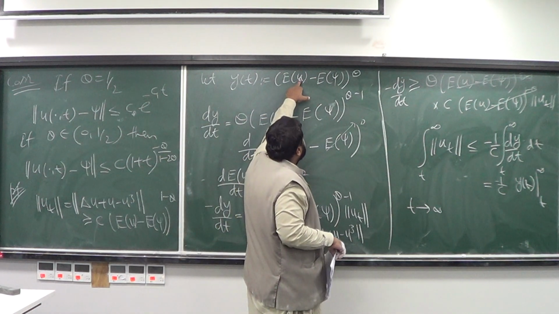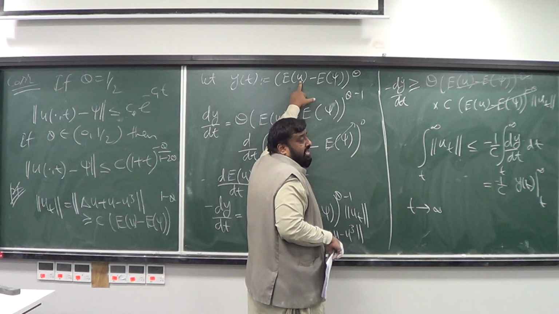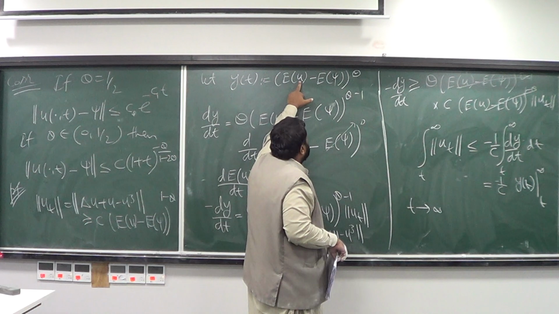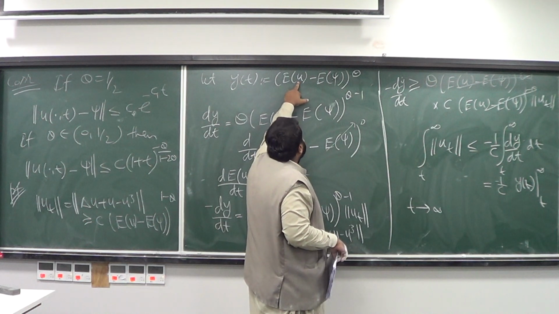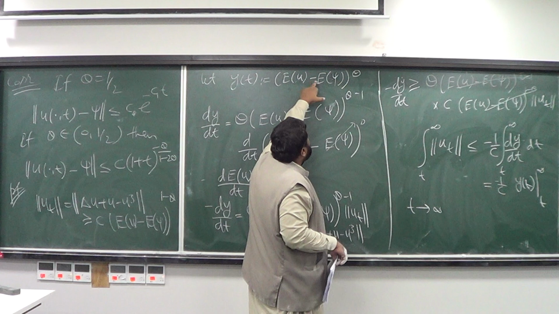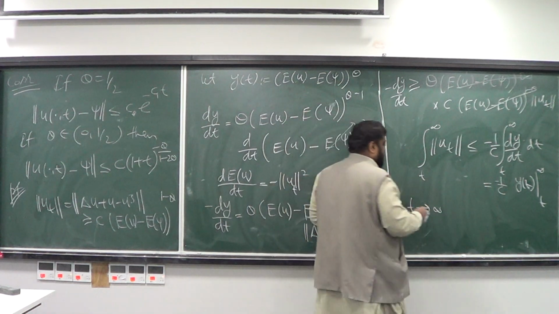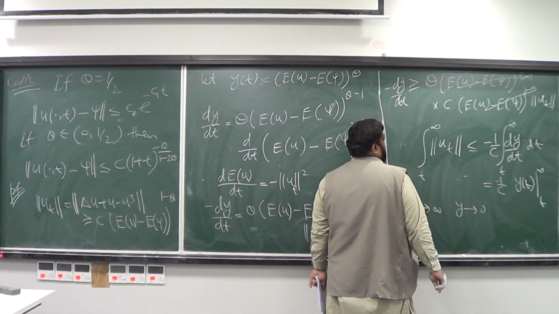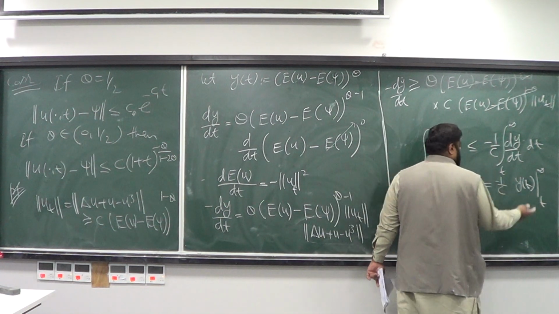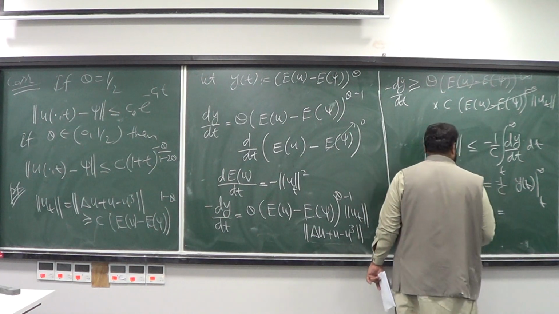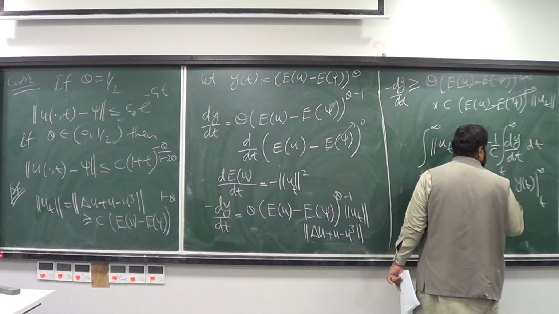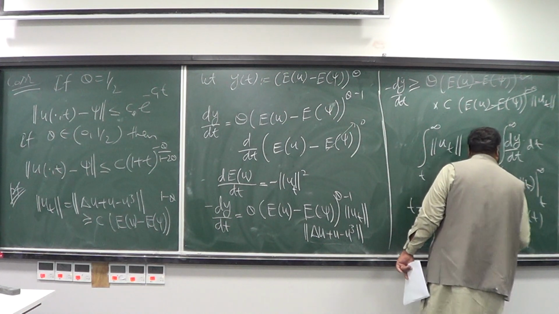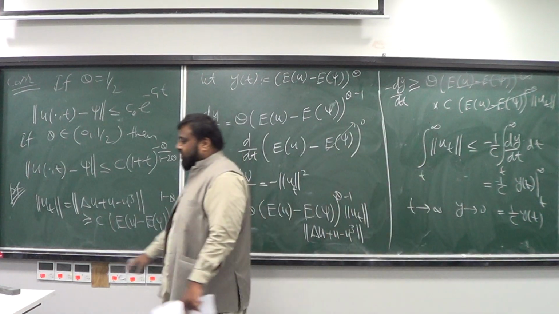As t goes to infinity, the u of t will converge to psi, and hence e of u converges to e of psi. So as t goes to infinity, y of t will converge to e of psi minus e of psi, which is 0. So y will go to 0. Okay? And when you substitute the lower limit, this will give minus multiplied by minus, so it's going to be 1 over c y of t. Okay? 1 over c y of t. So I hope this is making sense to you.